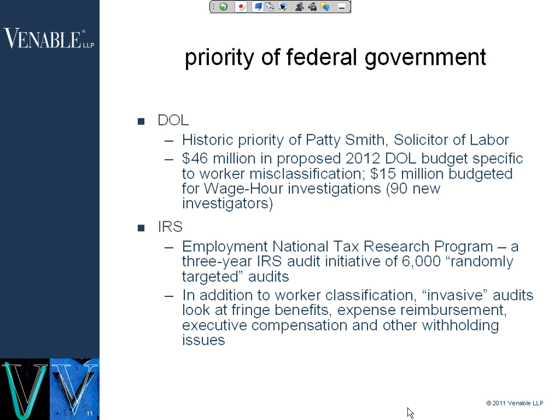IRS is on the same page. These groups work together, and they work with the states as well. The Employment Tax National Research Program sounds fairly innocuous. It's a research program. What harm could there be in that? But what it is, it's a 3-year initiative that IRS has started where they send out 2,000 of these audits a year, randomly targeted audits.